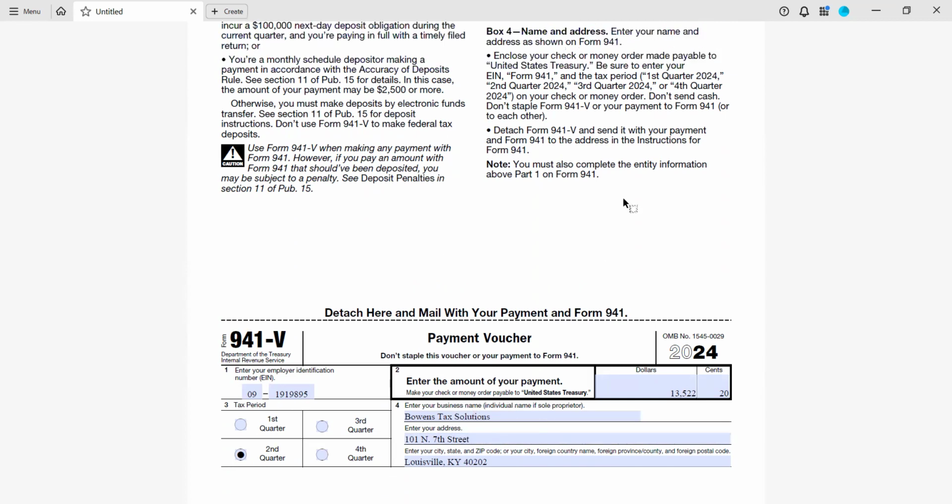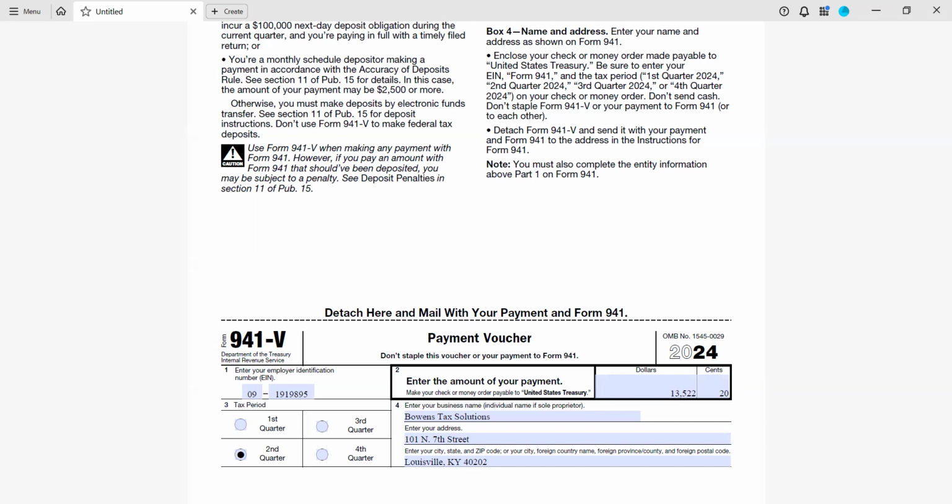All right. Now you can see here that if we are going to write a check or send a money order, we're going to make that payable to the United States Treasury. We want to be sure that we have the EIN on the check as well. And we also want to make sure that we do not send cash. All right. Because then you don't have any way to protect yourself either if they say they never got it.